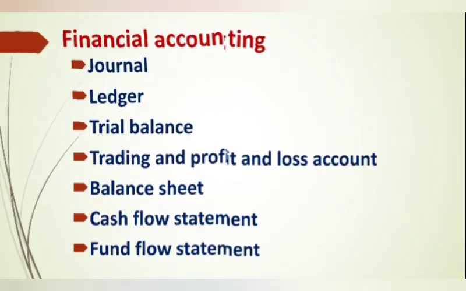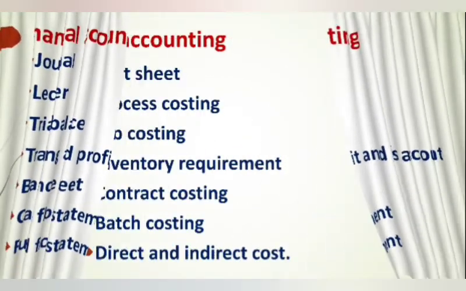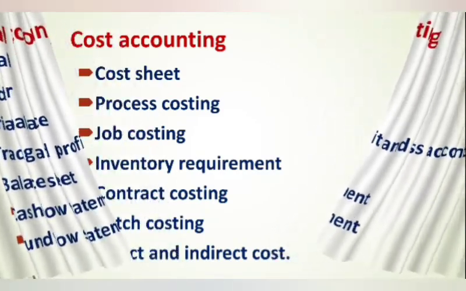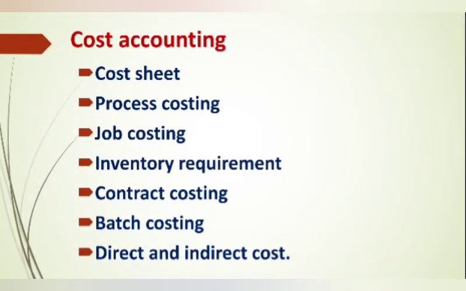Next, for making cost accounting, we need the cost sheet, process costing, job costing, inventory requirement, then contract costing, batch costing, direct costing, and indirect costing. Direct and indirect costs give material cost, labor cost, then overheads, that is factory overhead, office and administration overhead, and selling and distribution overhead. All of these come under direct and indirect cost.